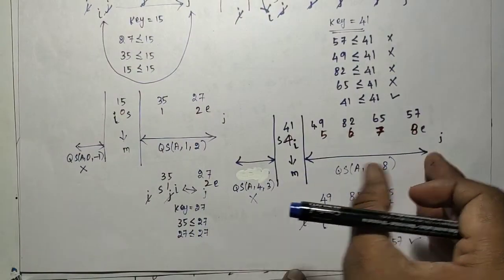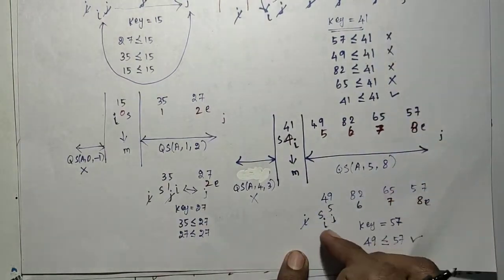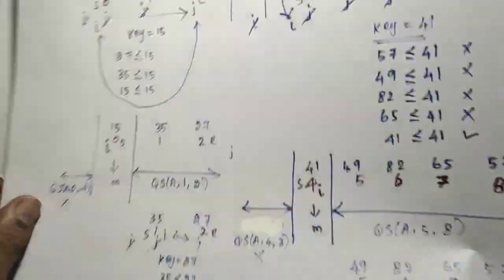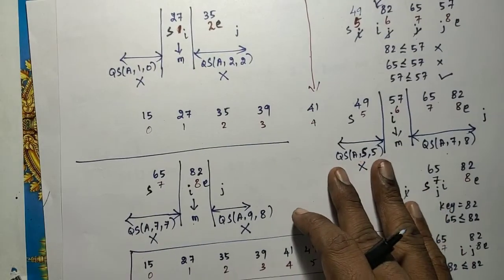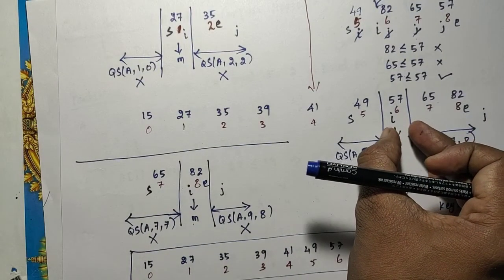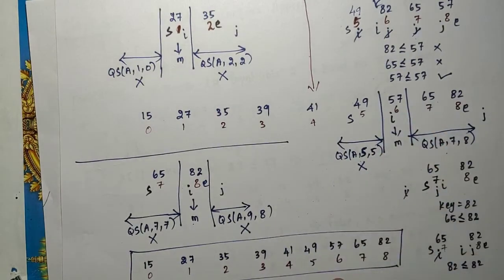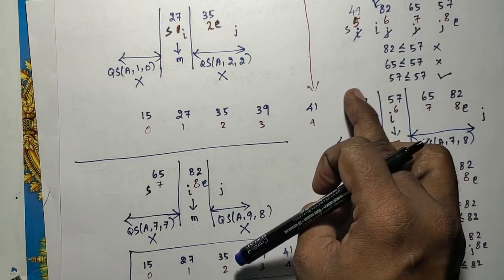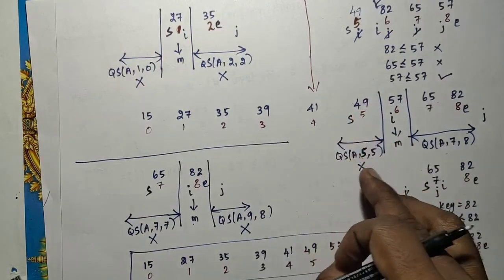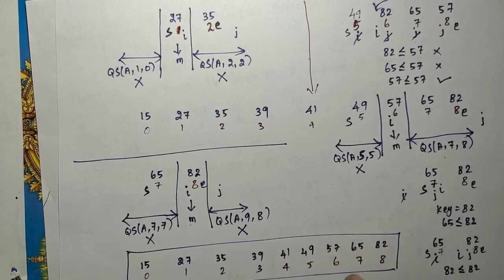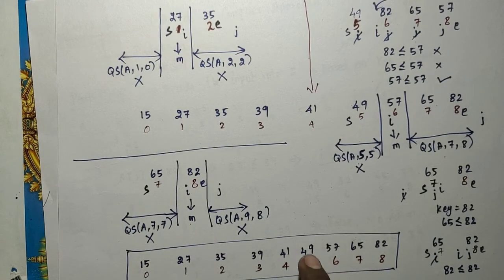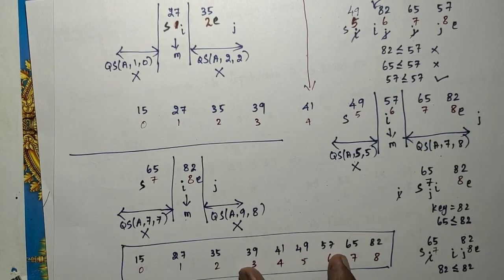The right side, if you apply based on the 57, the split will occur. So based on the 57 means this position, the sixth, is sorted, is filled. The left side of the 57, only one element is there, that is 49. If you apply the quick sort, there is no change. So the 49, that is the fifth position, is also sorted. So up to this part is sorted.